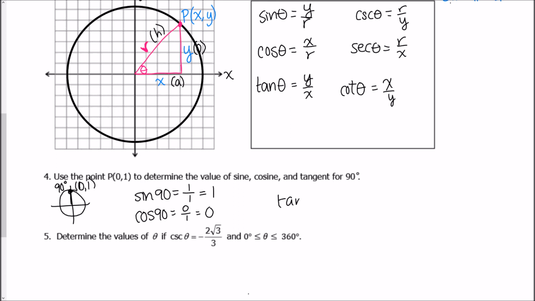Now, the tangent of 90 is where things get a little bit trickier. So the tangent, we figured out, is going to be the y over the x. Well, if the y value is 1 and the x value is 0, I would do 1 over 0, so that's going to be undefined.